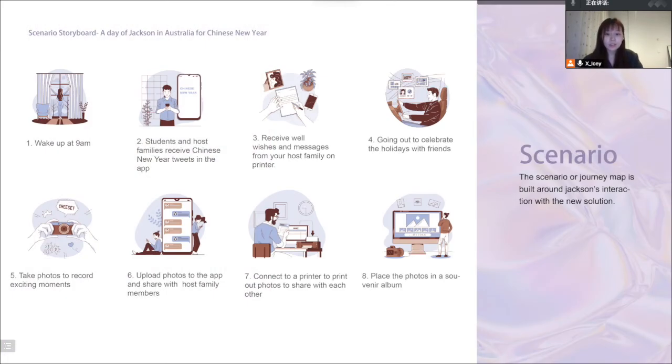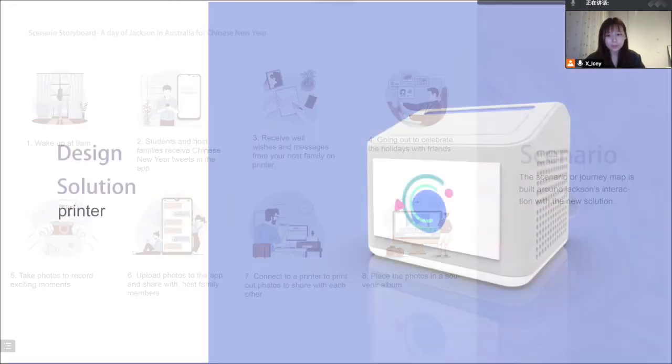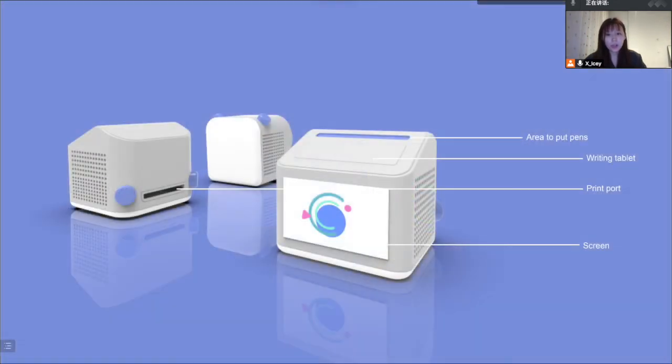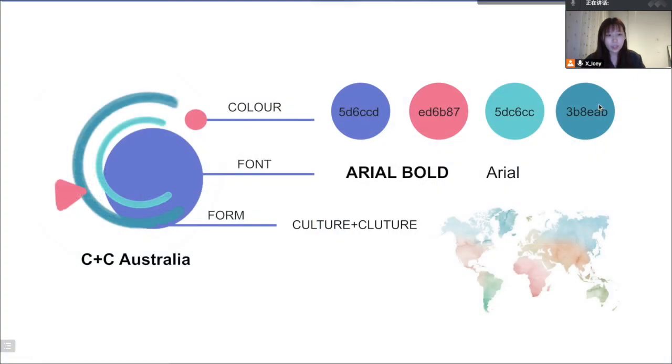And this is a story version of Jackson's interview combined with my design. And this is the final design solution. The machine is divided into a printer area, a screen, a writing pad, and an area for pens. The logo is inspired by the combination of two cultures, and the color scheme is blue and purple.